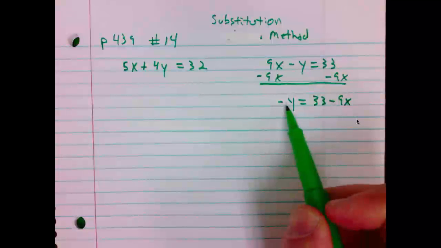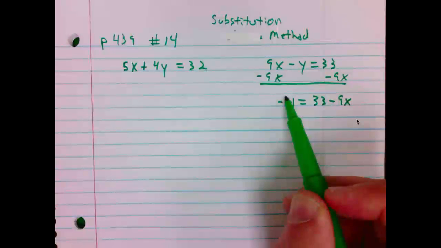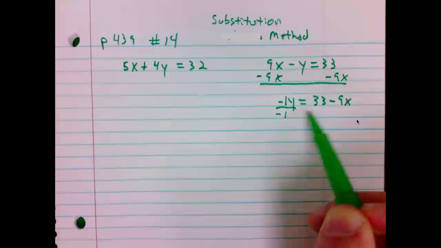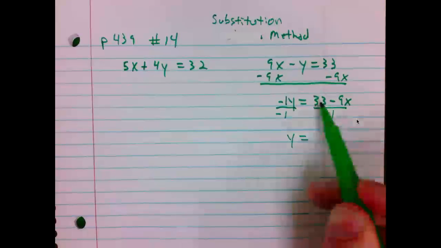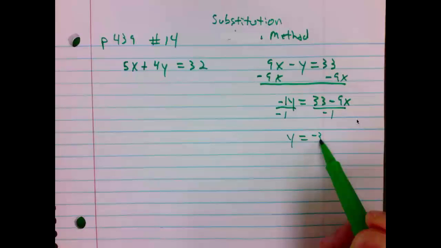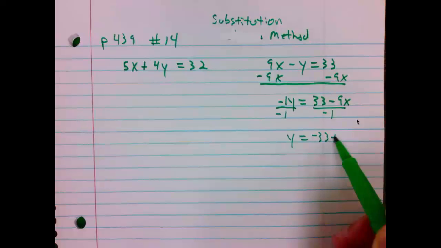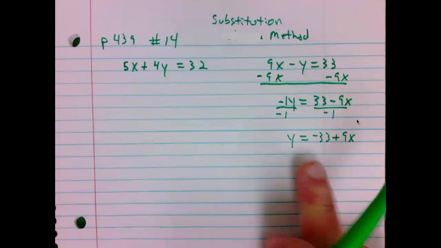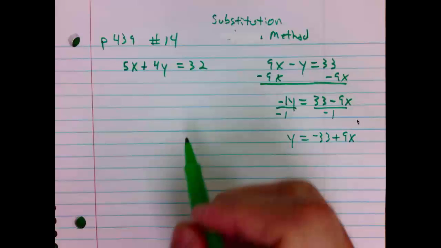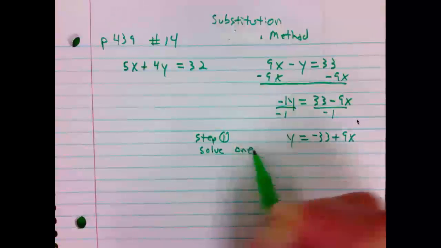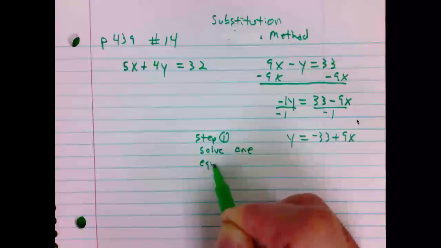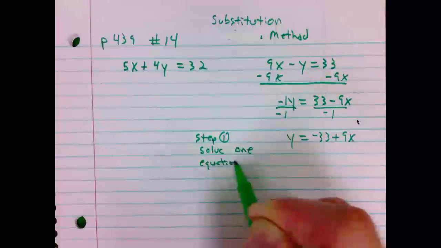I have a negative y. It's like a negative 1y. I will divide both sides by negative 1. When I do, this yields y is, changing both signs, negative 33 plus 9x. So that's step 1. Step 1. Solve one equation for one variable.